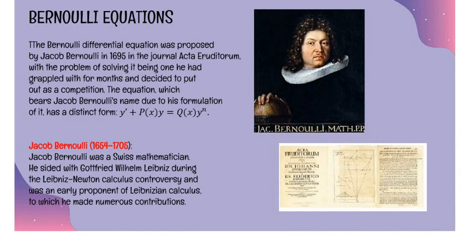The equation, which bears Jacob Bernoulli's name due to his formulation of it, has a distinct form: y prime plus p of x times y is equal to q of x times y raised to n. As you can see, just as with the linear first order differential equation, we have to come up with the form and then follow the steps of solving for the solution. It's basically the same thing that we are going to do with the Bernoulli equation. But they have differences. As you can see, the form of the Bernoulli equation is y prime plus p of x times y is equal to q of x times y raised to n.